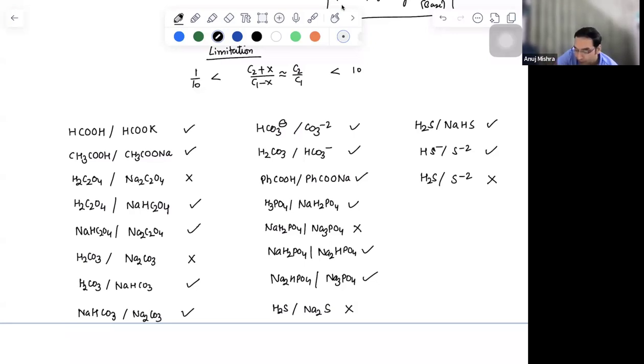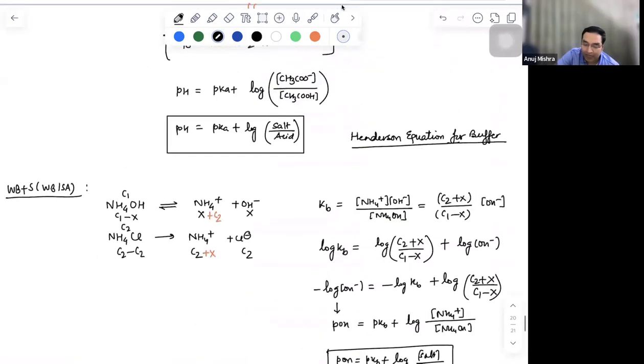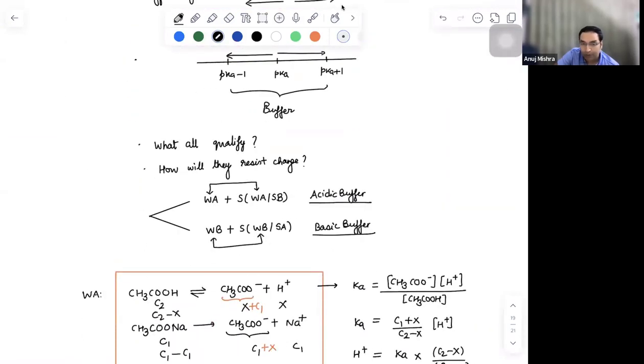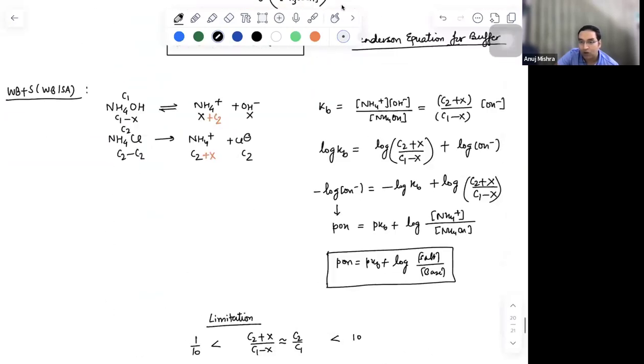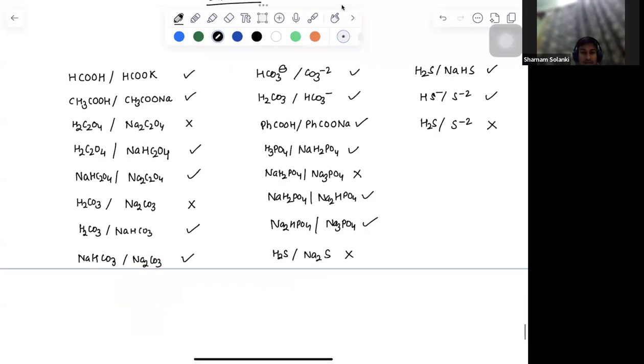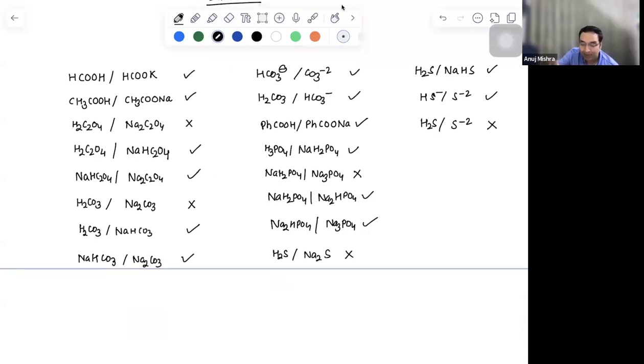Is it clear? Okay, so I hope now you have clarity about this whole discussion. Sir, adjoining, should the acid be weak? Yes, it is a weak acid, a salt of the same weak acid with a strong base, or a weak base with a salt of the same weak base with a strong acid, any of these two combinations. Okay, now see some more. Whatever you have done so far, they are all acidic buffers.